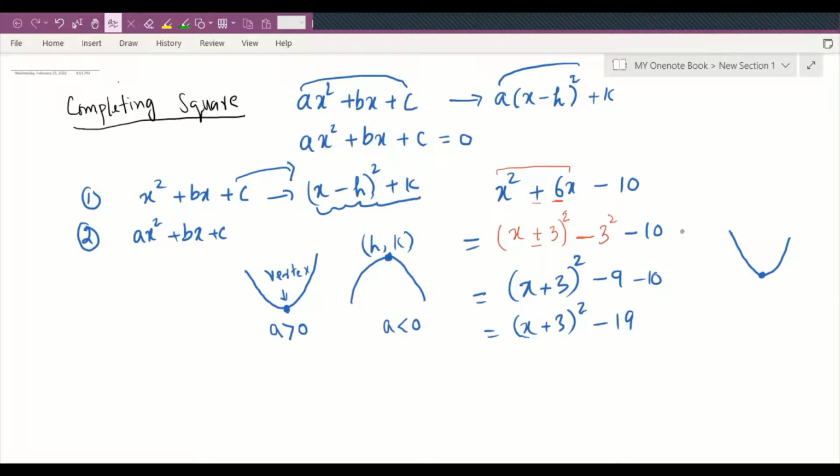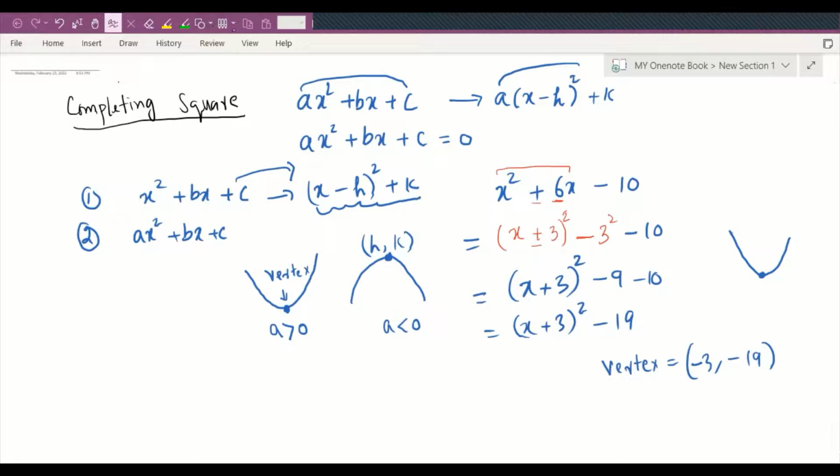In this case, we have a positive. A is 1, which is positive. So it means we get this shape, and we get a minimum point. What are the coordinates of the minimum point? Here, this is h. Minus h is 3. So the coordinates of the vertex will be the opposite sign of this, which is 3. So we have negative 3 and negative 19. The y coordinate of the vertex is negative 19. So if you graph this parabola, its vertex will be at the point negative 3, negative 19. That is the use of this form, the completed square form.